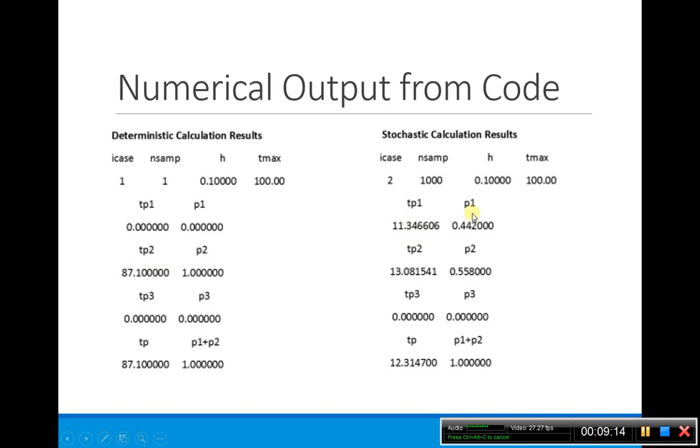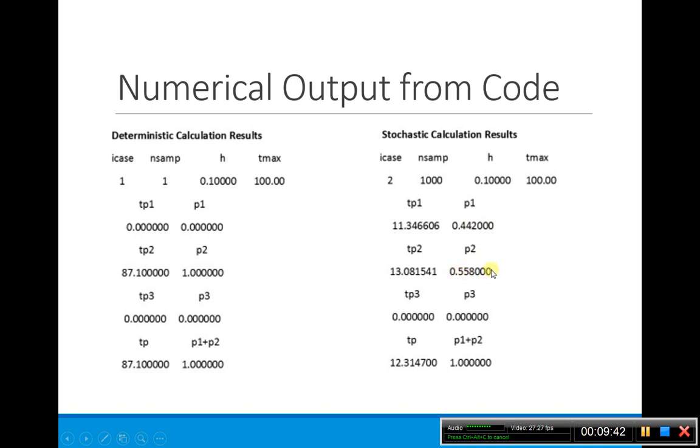Over here, you run 1,000 simulations. What does this output say? This output says that in 442 of those 1,000 simulations, species 1 died off. And here, in 558 of the 1,000 simulations, species 2 died off. So here, species 2 died off more times than species 1 died off.